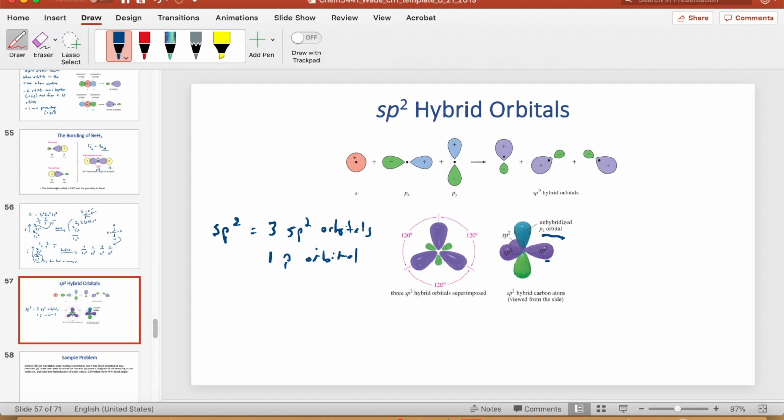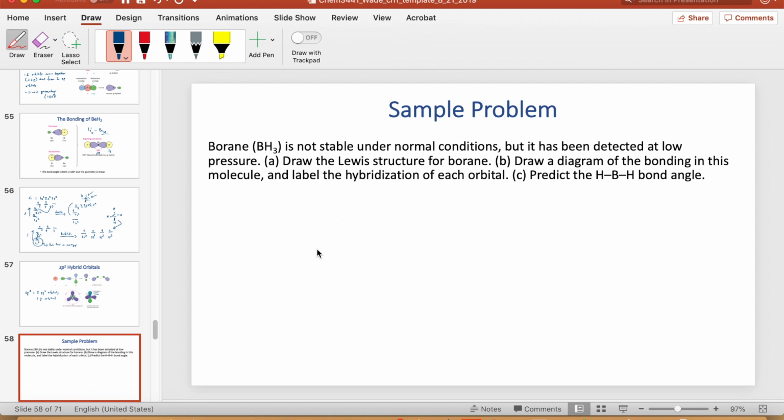So let's do an example and show you what I would look for with something like this. So here's an example that we can have. Borane, which is BH3, is typically not stable, and actually when you get it, it's complexed to something else. But let's pretend that we can make it exist just in its raw form. What we need to do here is draw the Lewis structure for borane and look at its bonding. In particular, we want to look at the orbitals that are involved in the bonding and also what the bond angle should be.